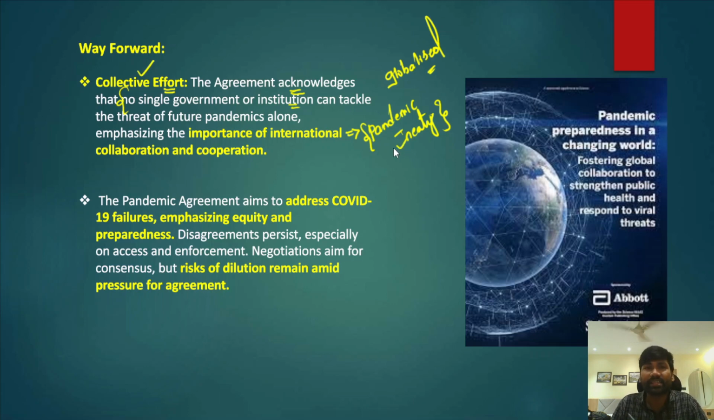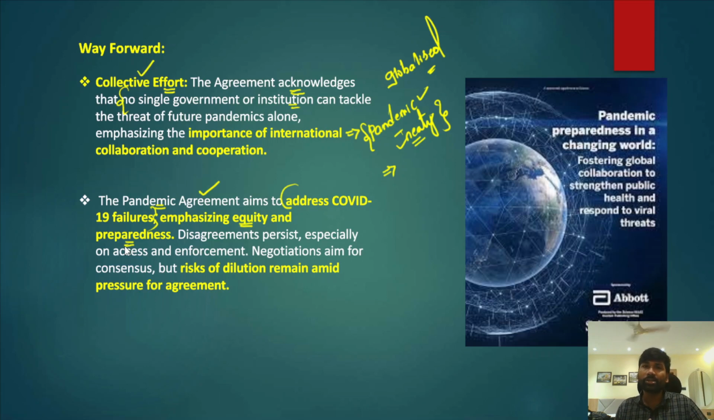However, along with the vaccine equity provisions in this pandemic treaty, the author has also been emphasizing global enforcement mechanisms to enforce the provisions in the pandemic treaty in order to deal with future pandemics in a more effective manner. Finally, the pandemic agreement aims to address the COVID-19 failures. There are certain failures and issues when we dealt with the COVID-19 pandemic, and this particular pandemic agreement is aiming to address those failures. It has also been emphasizing equity, and at the same time future preparedness for any such diseases.